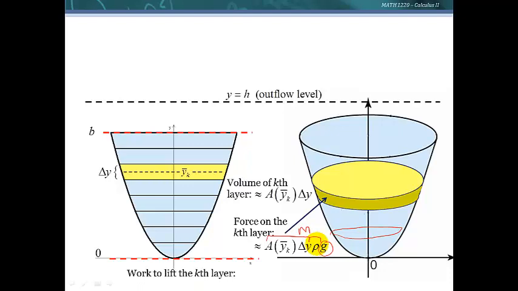And now we're ready to look at the work performed by just the stuff in this representative kth layer. Work is force times distance. We've got force right here, but our distance we need to figure out. Looking at the picture, we see that the y bar sub k level needs to be raised up to h. So the distance it actually has to be raised is right in here. That's going to be our total h value subtracting off the y bar sub k, which leaves us this difference here, and that's how far this layer needs to be lifted.